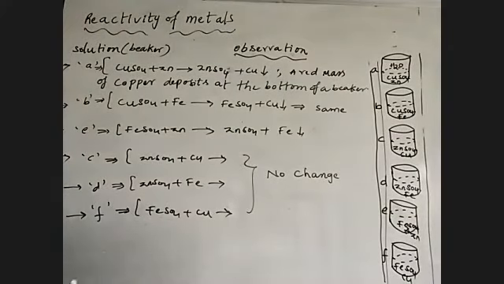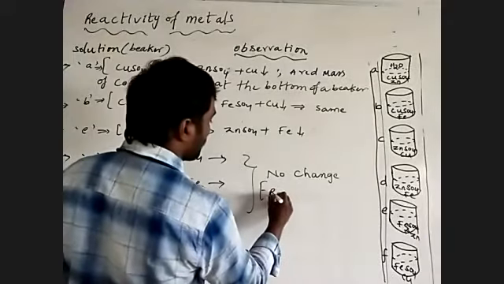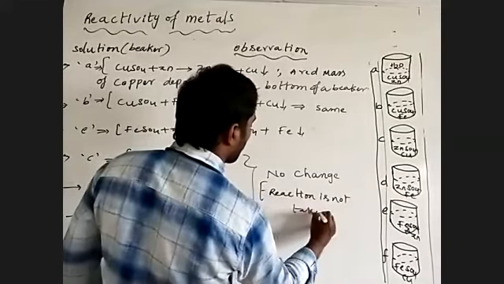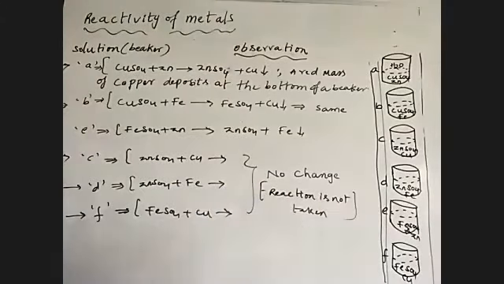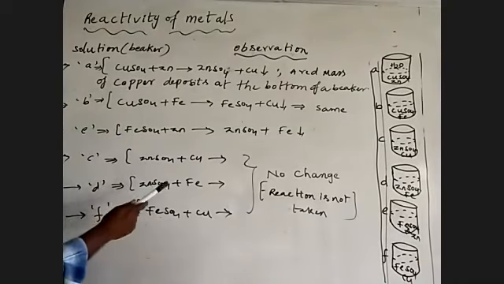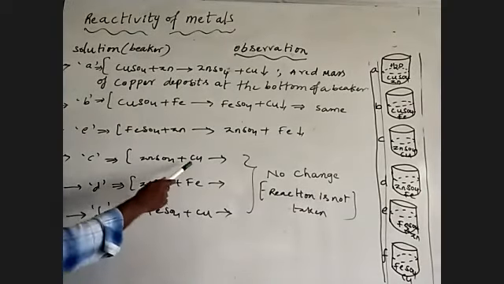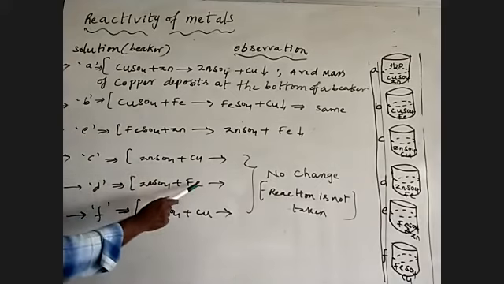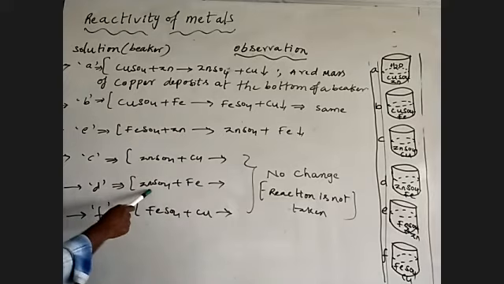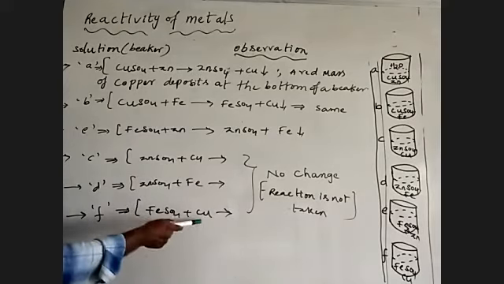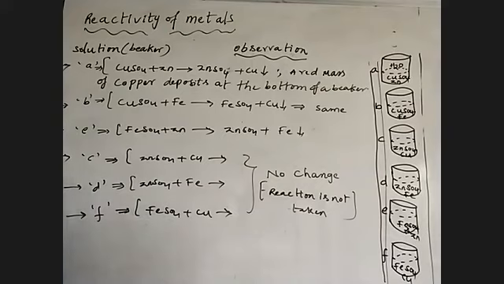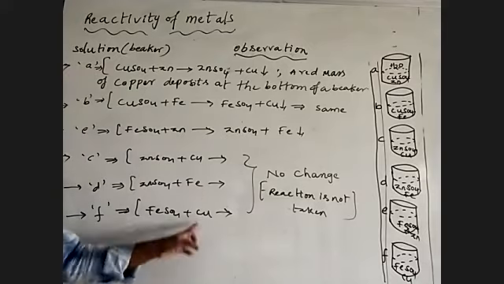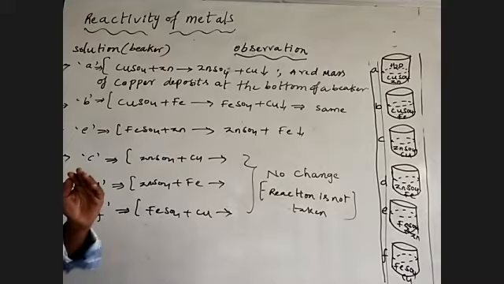Why is the reaction not taking place? Because copper is unable to displace the zinc from zinc sulfate. Iron is unable to displace the zinc from zinc sulfate. Likewise, copper is unable to displace the iron from iron sulfate. This means these are less reactive metals, the least reactive metals.